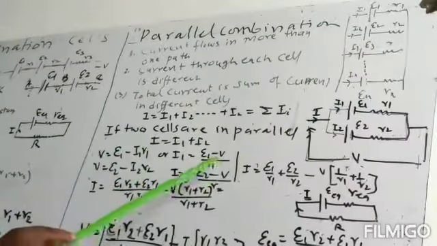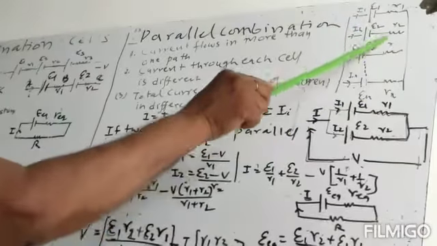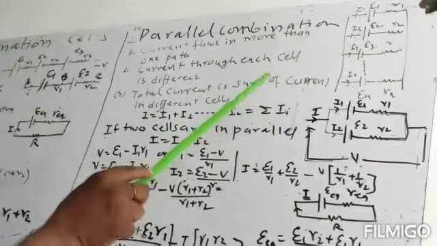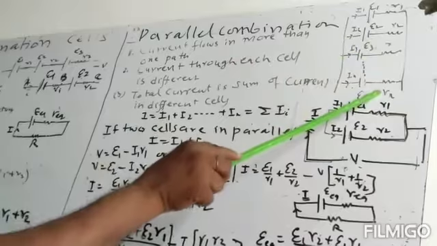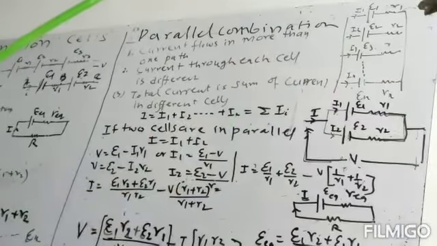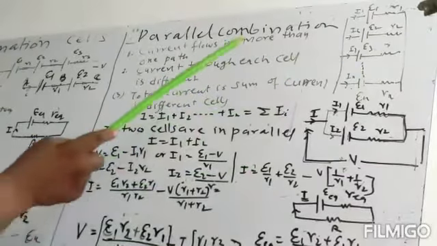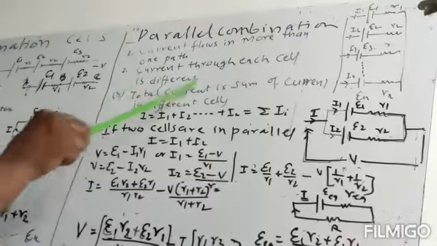The total current will be equal to the current in this cell, the current in this cell, and the current in this one. So here the current will be high. Now the internal resistances are in parallel, so the total internal resistance will also be less in this connection. So for the sake of convenience, we consider only two cells.